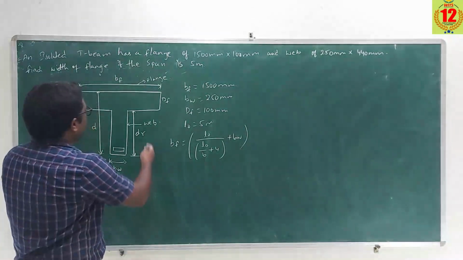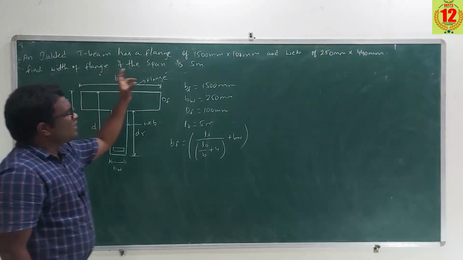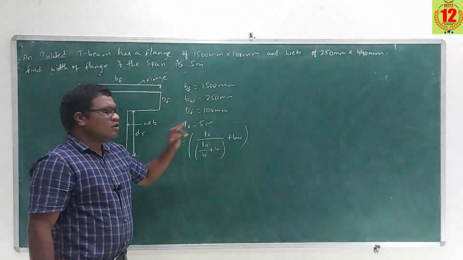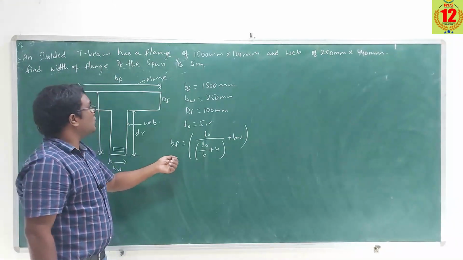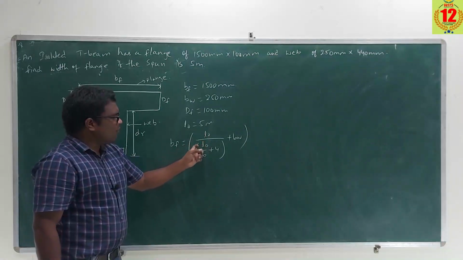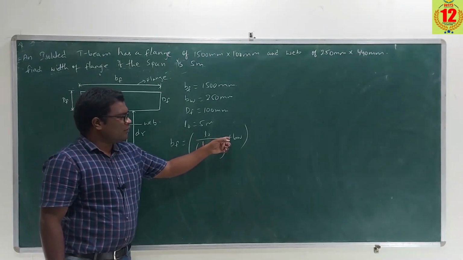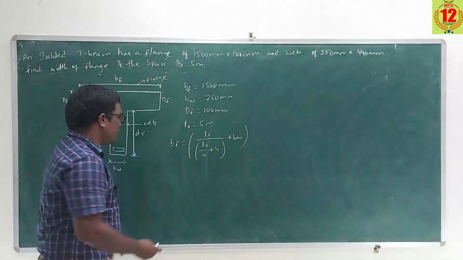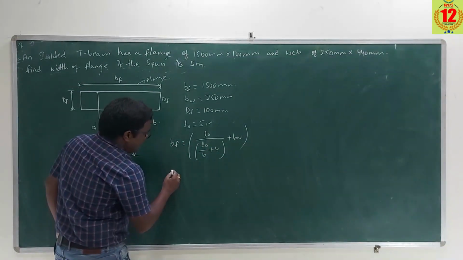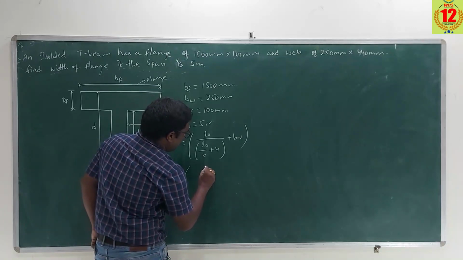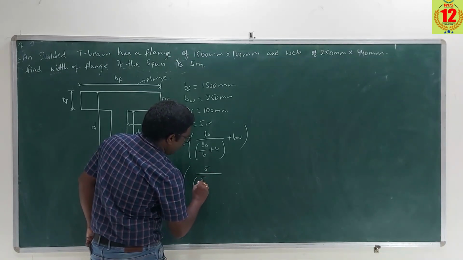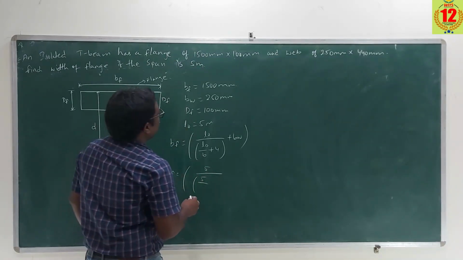Well, we have to find the width of the flange if the span is 5 meters. That means L0 equals 5 meters. And for T beams, the formula is width of flange BF equals L0 by (L0 by B plus 4) plus BW. Here we are going to substitute these things. BF equals L0, 5 by B.